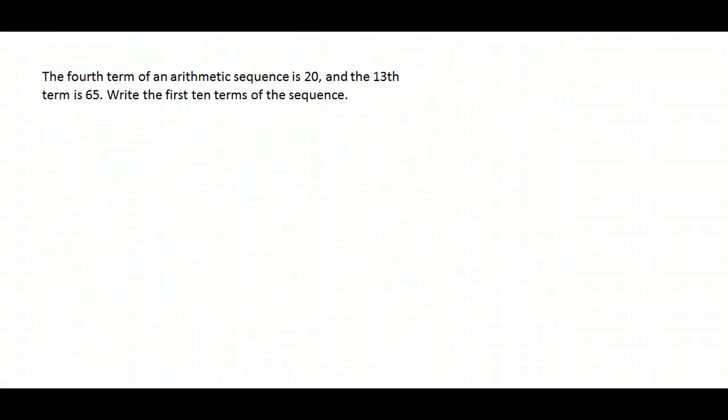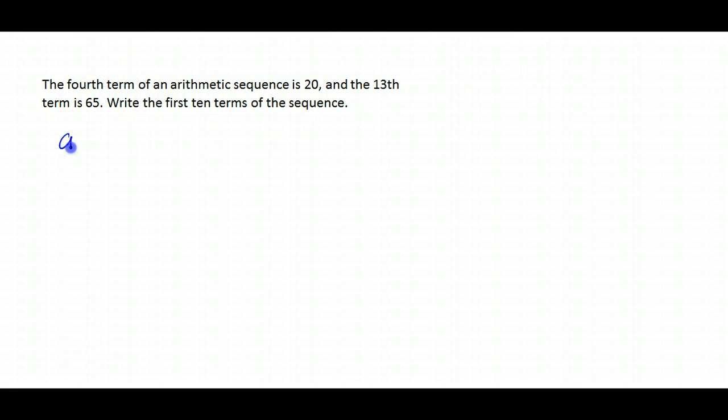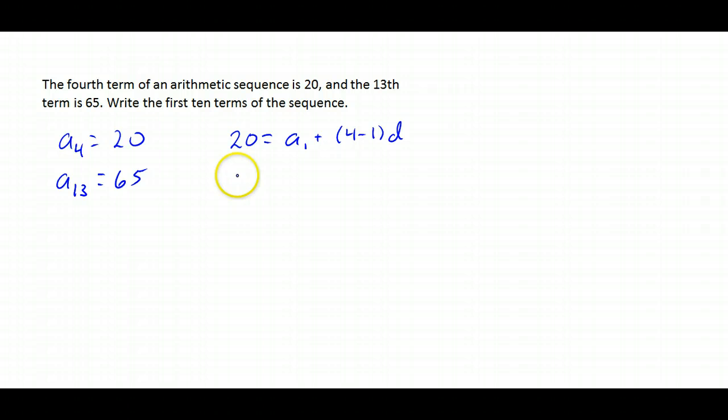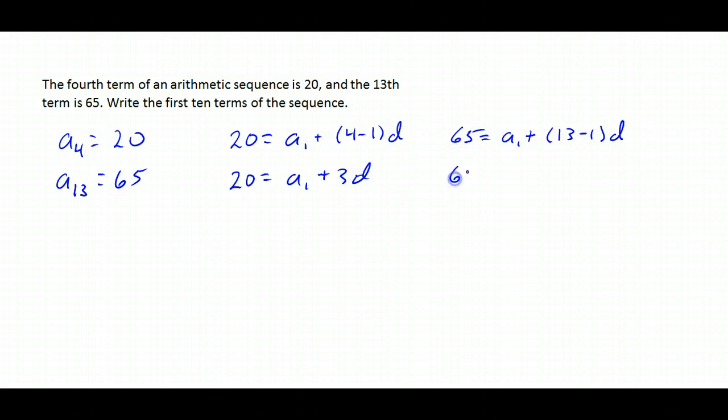Okay, what if you don't know the first term? Here's a problem where we know the fourth term, a sub 4, is 20, and the 13th term is 65, and we're supposed to write the first 10 terms of the sequence. All right, let's use what we know. 20 is equal to a sub 1 plus 4 minus 1 times d, because remember that n is 4 when we have the fourth term equal to 20. We also know that 65 is equal to the first term plus 13 minus 1 times d. Simplifying a little bit, over here I get 65 is a sub 1 plus 12d.